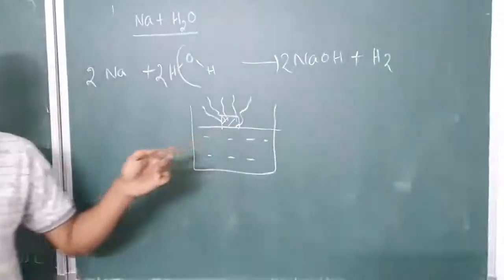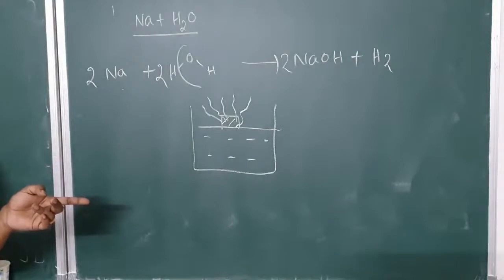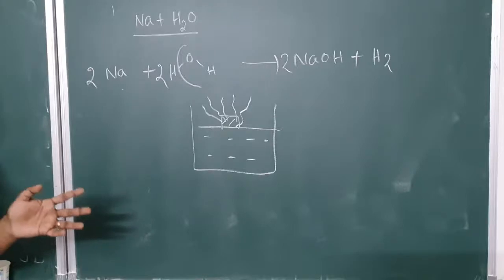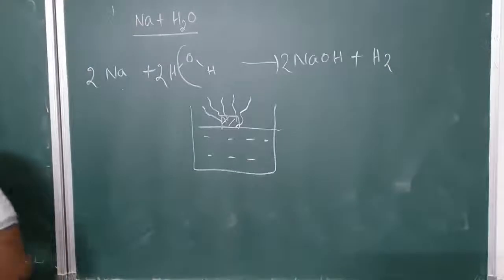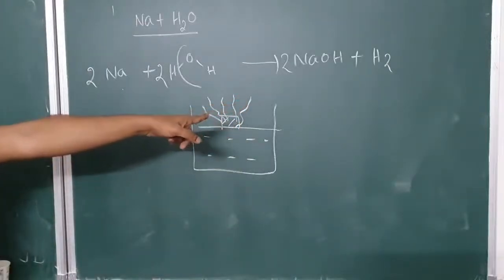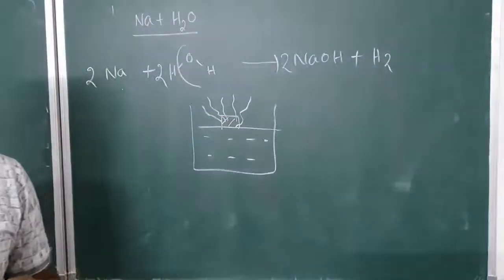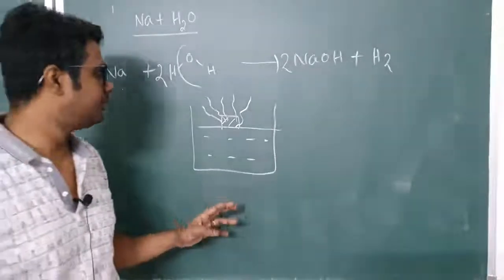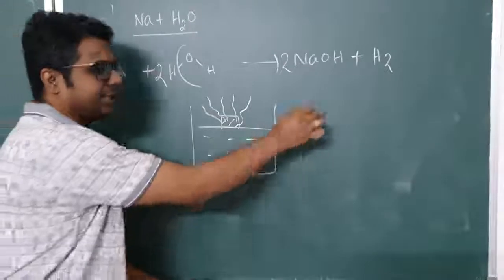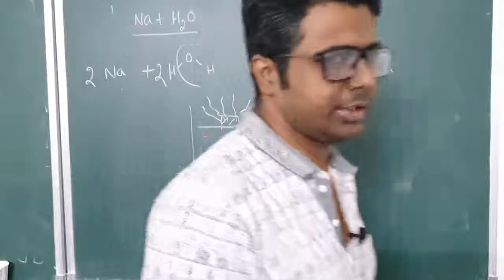This flame is due to? Due to what? First of all, this hydrogen is going to get produced and it will burn with a pale blue flame. But the color of this flame is golden yellow. Why? Because sodium vapors will be there and it will impart golden yellow color to it. So please write, hydrogen burns with a pale blue flame, sodium vapors will impart golden yellow colors to it.